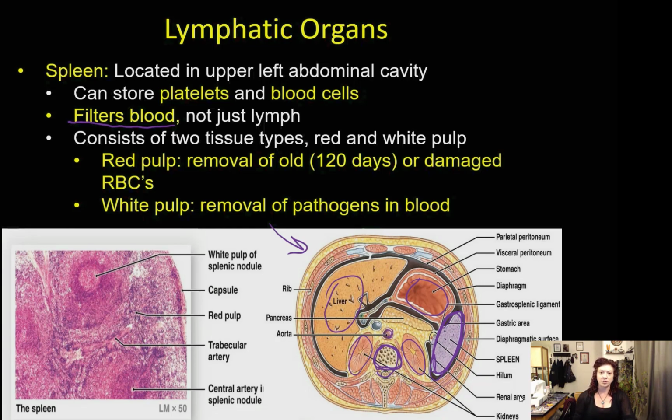Now the spleen filters lymph, but also blood, both fluids. It consists of two tissue types. We call them red pulp and white pulp. They have a number of different functions. What I want you to worry about is the fact that red pulp removes old or damaged red blood cells. Remember, we define old for a red blood cell as being 120 days. White pulp, on the other hand, participates in the removal of pathogens from the blood. We're just going to leave it at that. All right, that's it for immunity and the lymphatic system.